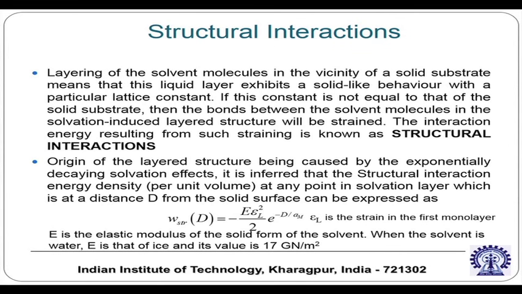The origin of the layered structure is the exponentially decaying solvation effects. It is inferred that the structural interaction energy density is expressed in this particular form, which is based on the form due to solvation interactions. You see this e to the power minus d by a m, but it depends on the elastic modulus of the solid form of the solvent. For example, when the solvent is water, the elastic modulus E is that of ice, and the value is like 17 giga Newton per meter square. So, these are very non-intuitive physical concepts, at least to people like us whose domain is in engineering. This is not very intuitive to deal with, but if you are dealing with nanotechnology, these are aspects that you should keep in mind.